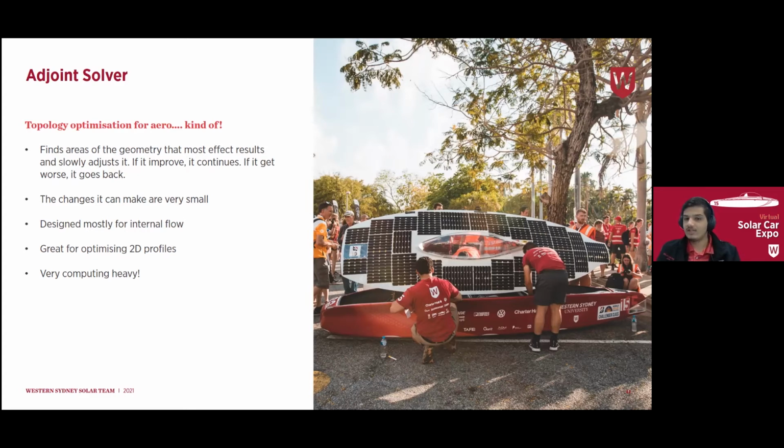Now, this has its limitations. You can't exactly put in a brick and expect to get a solar car out. The changes it can make are very minute, like tweaking the curvature of various surfaces to try and improve the overall performance. It also works better for internal flows and not external flows like the solar car needs. The compute time for these sorts of simulations is also incredibly high. Think about a single CFD simulation, and this is iterating it. However, we definitely do use it for smaller use cases like optimizing 2D airflow profiles and etc.